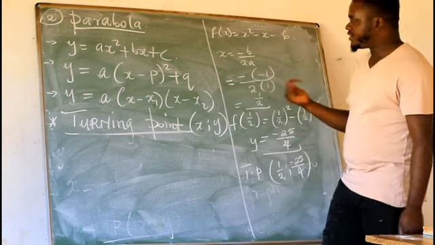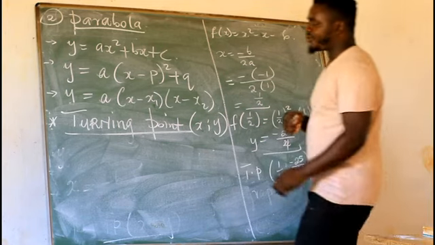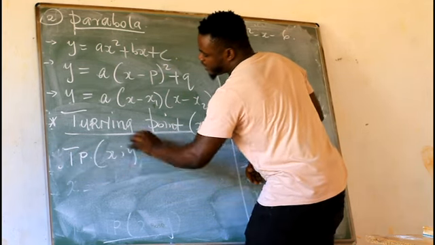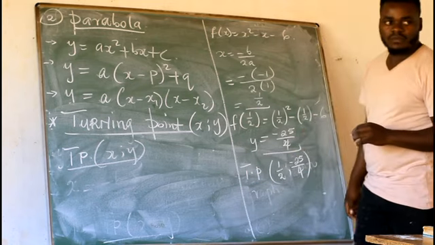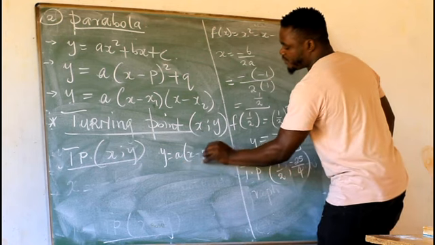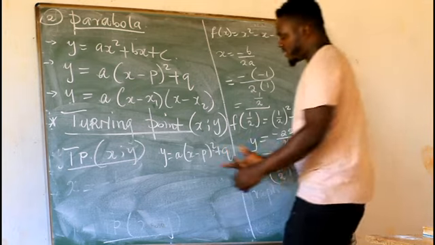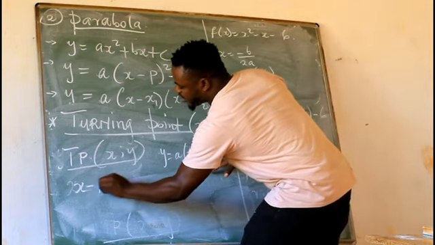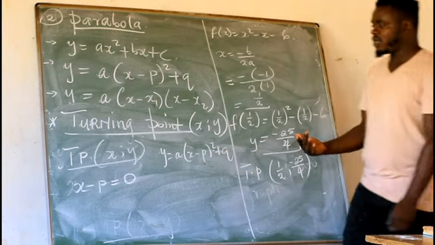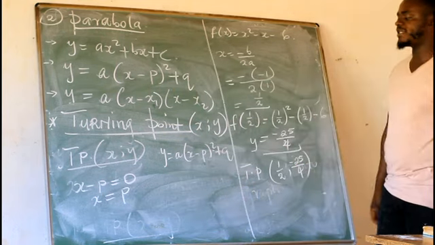Graph number 2. Still, it has the turning point. This graph has to turn. Now, the turning point of that graph is given by x and y, that you have to remember. And you know that it is given by y = a(x − p)² + q. What is it that you have to know? You solve. The x value is going to be x − p = 0. Therefore, x = p.